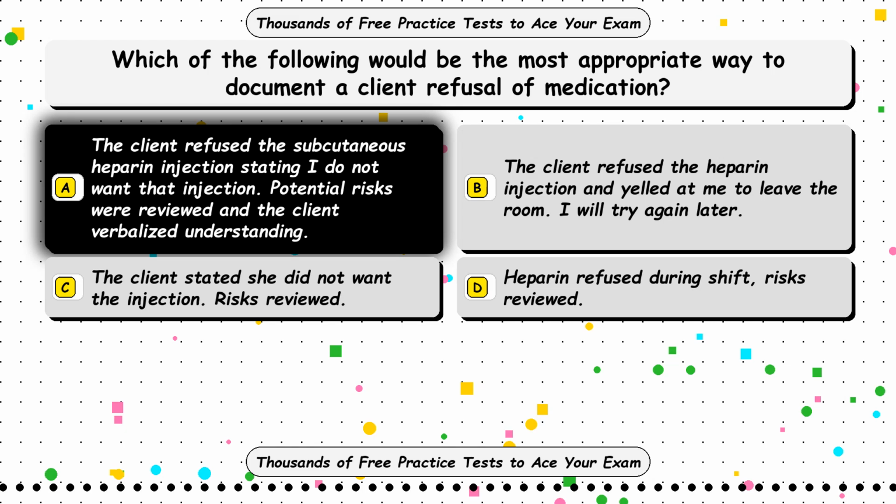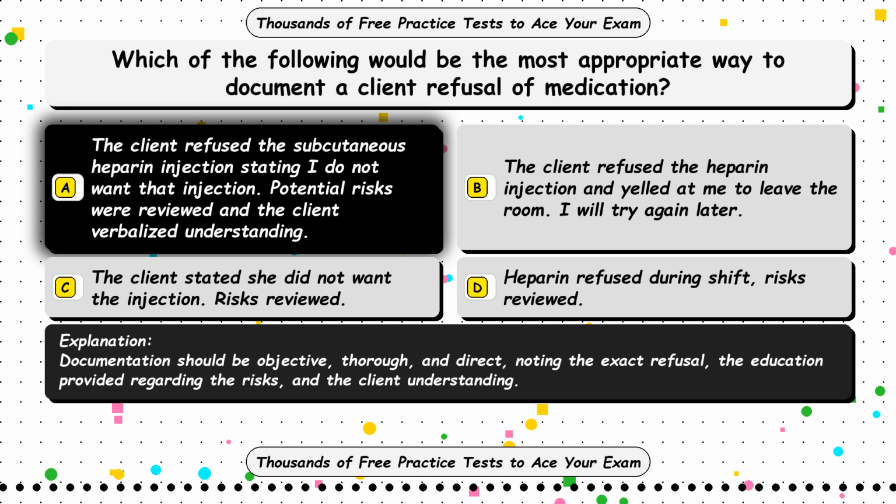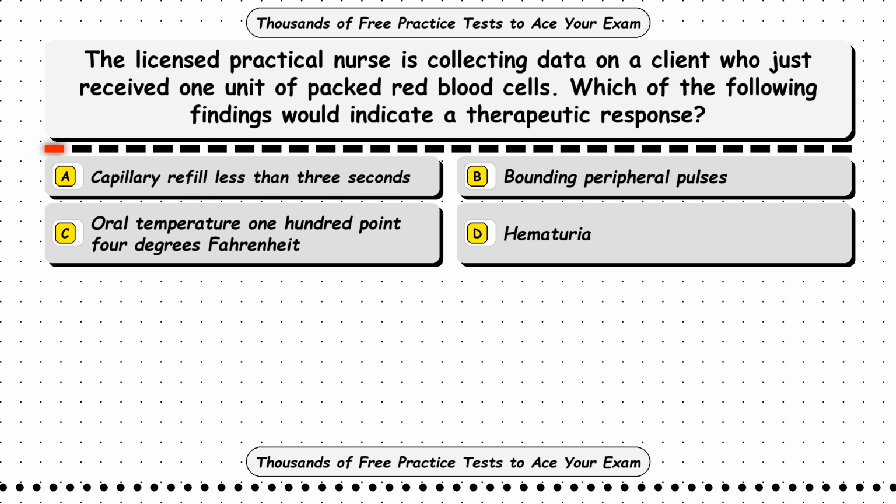The correct answer is option A. The client refused the subcutaneous heparin injection stating "I do not want that injection." Potential risks were reviewed and the client verbalized understanding. Documentation should be objective, thorough, and direct, noting the exact refusal, the education provided regarding the risks, and the client understanding.